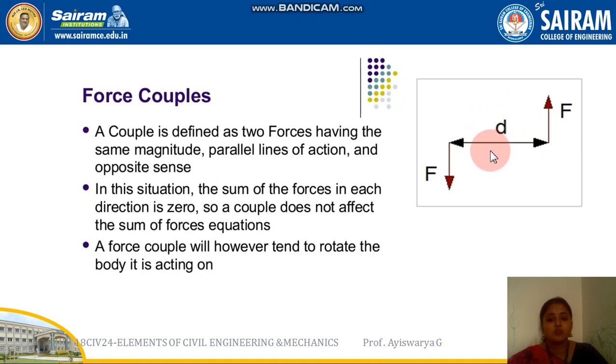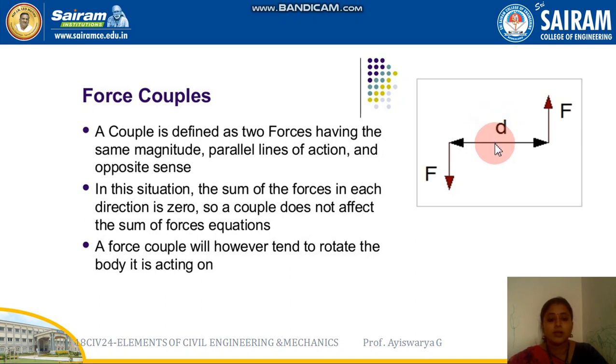When you see two forces having the same magnitude and parallel orientation, but in opposite directions, it is called a couple. In this situation, if you sum these two forces, what will happen? For example, if this is 10 kilonewton, you can see a downward force and an upward force. So together the summation will become 0. So the couple has a translatory effect of 0.